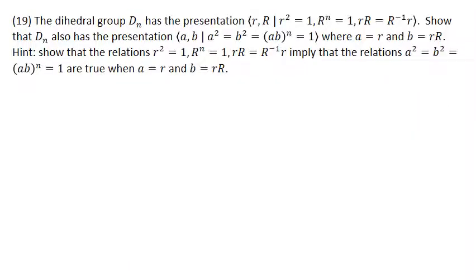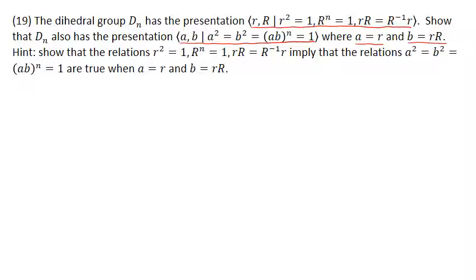Okay, so let's look at number 19 here. So the dihedral group Dn has this presentation here. So using little r and big R and these 3 equations, show that Dn also has this presentation here. So here they're using little a and big A, and it looks like it's still 3 equations where a squared equals 1 and b squared equals 1, and then ab to the n also equals 1. And then where little a equals little r and little b equals little r big R.